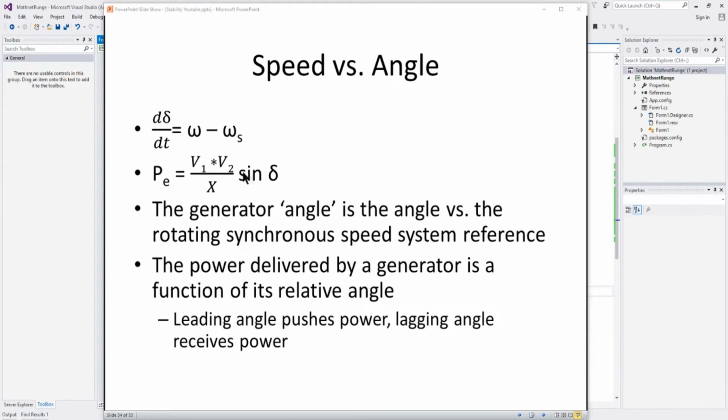We'll talk about this, but you can see that we need to find the electrical power out of the machine. Well, that's a function of the angle, and the angle is a function of the speed. So we were talking about speed. We can come up with speed, and then we're going to have to calculate the angle because we needed to find the electrical power. So the generator angle is the angle of the internal voltage versus the rotating synchronous speed system reference. Basically, all the machines on the system are rotating at 60 hertz, and this machine generally is locked onto that, but it may have oscillations. So that is the angle that we're going to be looking at.